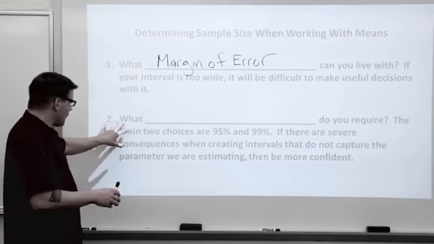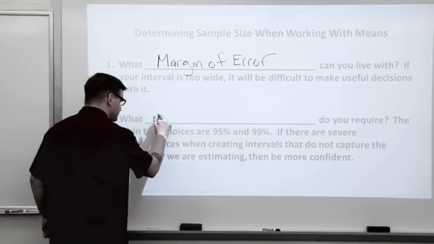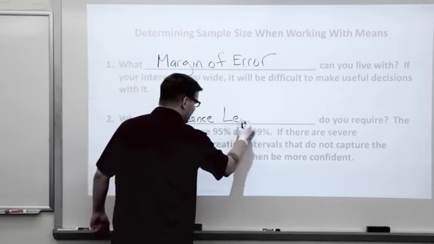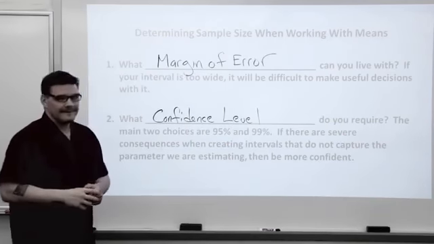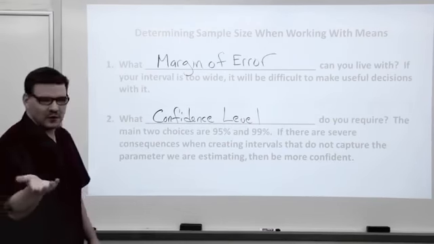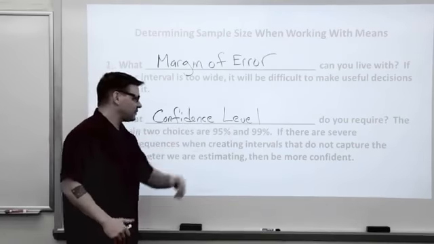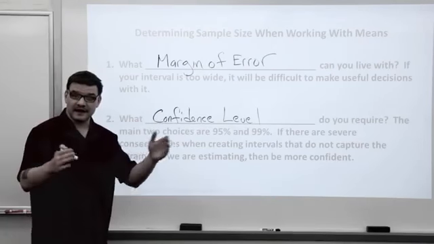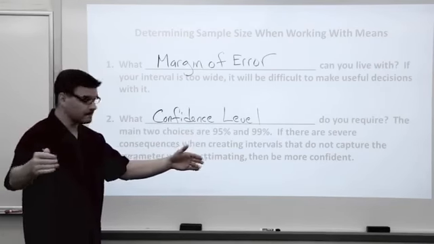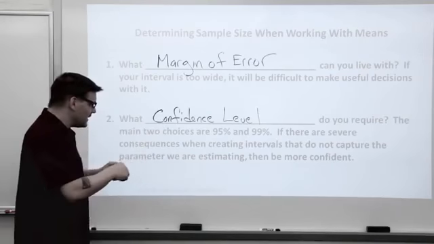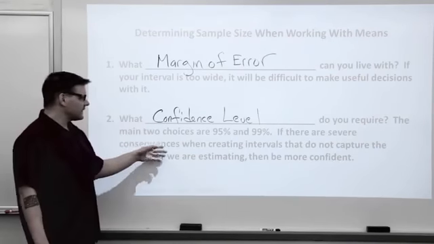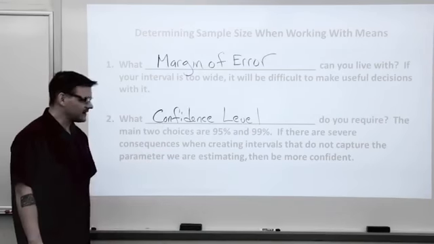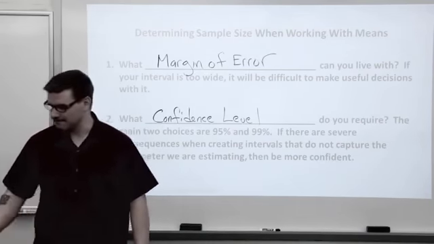And finally, number two, what confidence level do you require? Now, of course, that can really be anything, but the two most popular ones in practice are 95% and 99%. If you want to be more confident, 99%, then your interval will need to be wider. Okay, and that's common sense, and we've learned that before. If there are severe consequences if you create an interval that does not capture the parameter you're estimating, then you better be more confident, right?